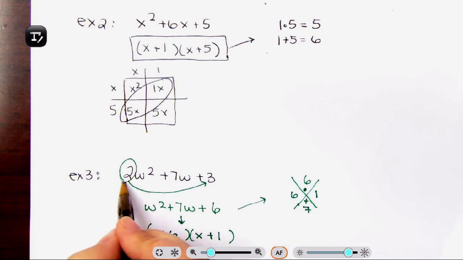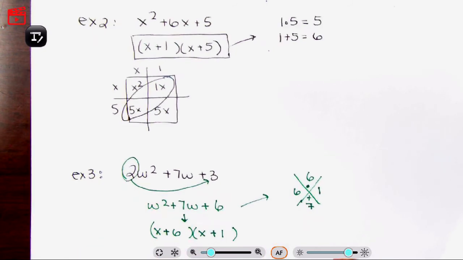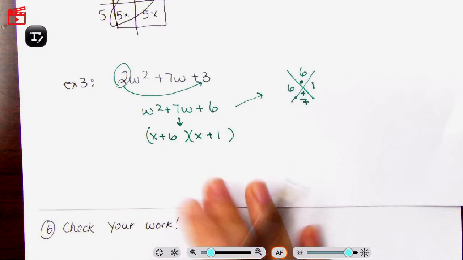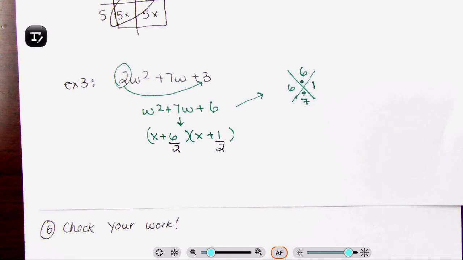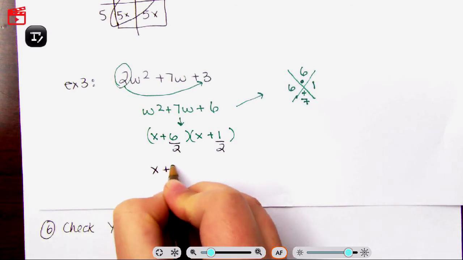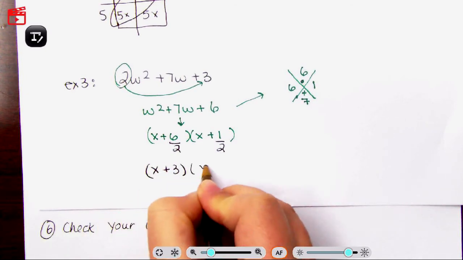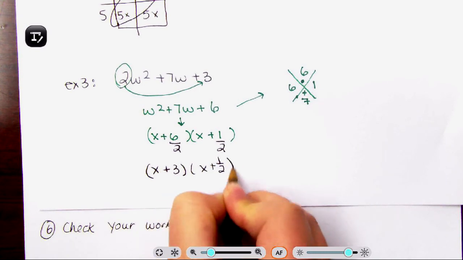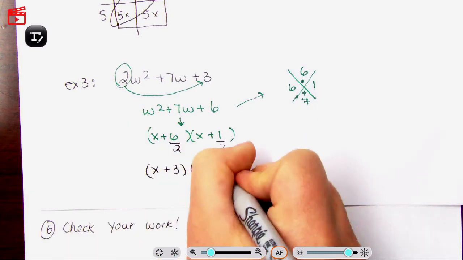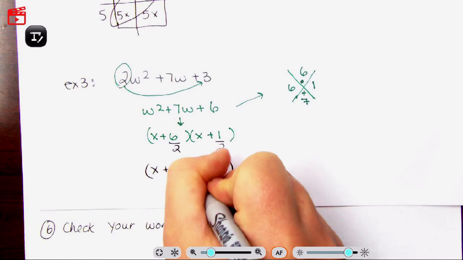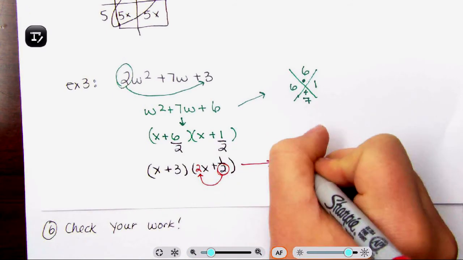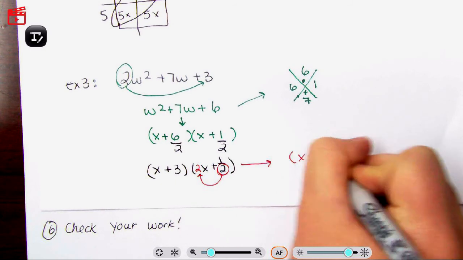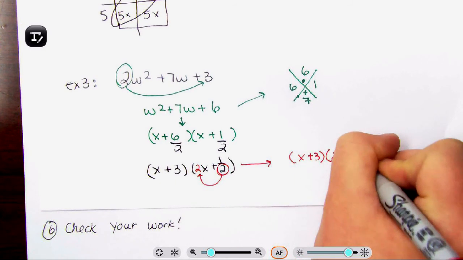Not done because the leading coefficient was 2. So I am going to write 2 underneath my constants. I'm going to simplify. This is 3. This does not simplify. So that means I take the denominator and I put it out in front, which is 2. So my answer is w plus 3 times 2w plus 1.